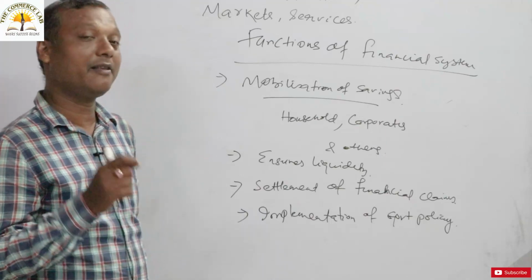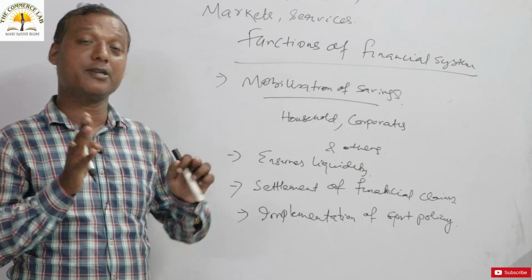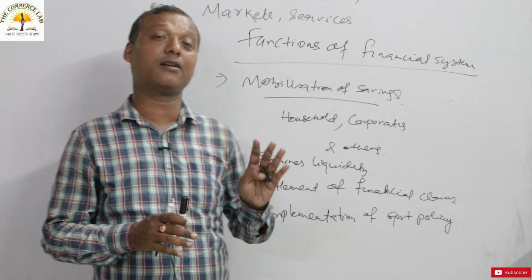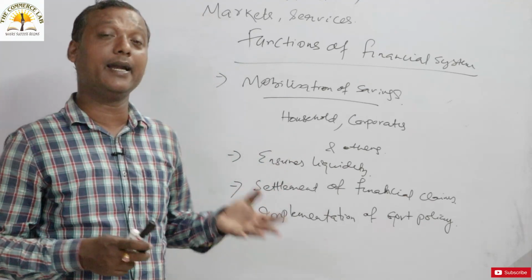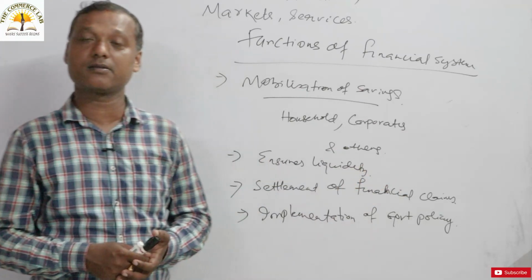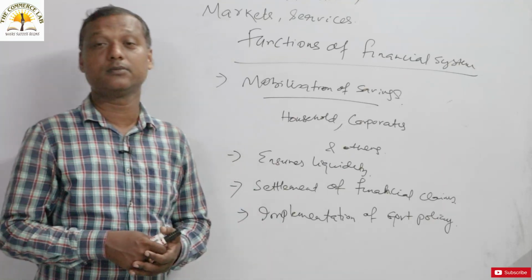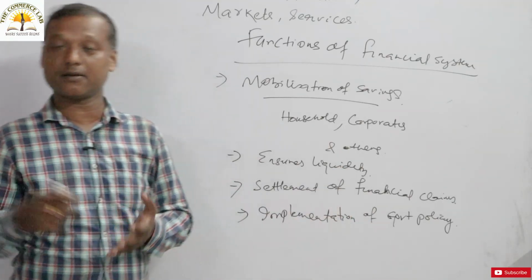So we can say the financial system should always support the policies of the government. In a country like India, it becomes a more challenging one. We have vast diversified sectors. We have an agricultural sector, we have an industrial sector, we have a joint sector. We have public sector, we have private sector.